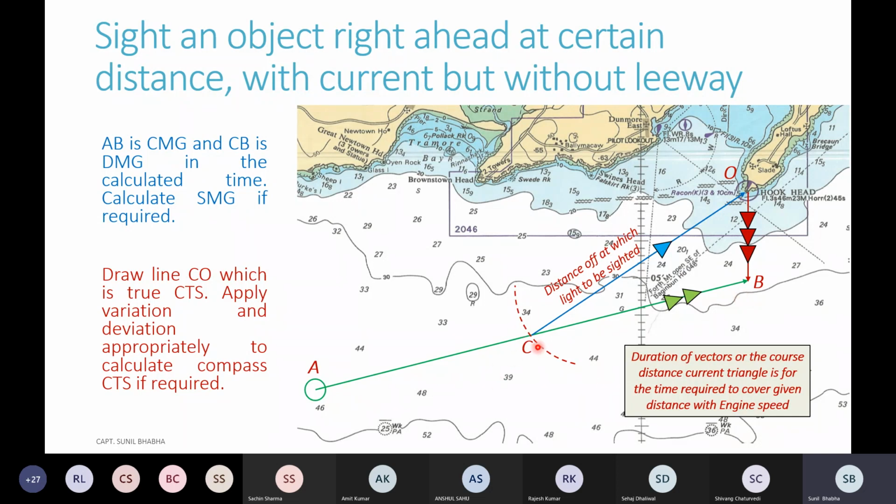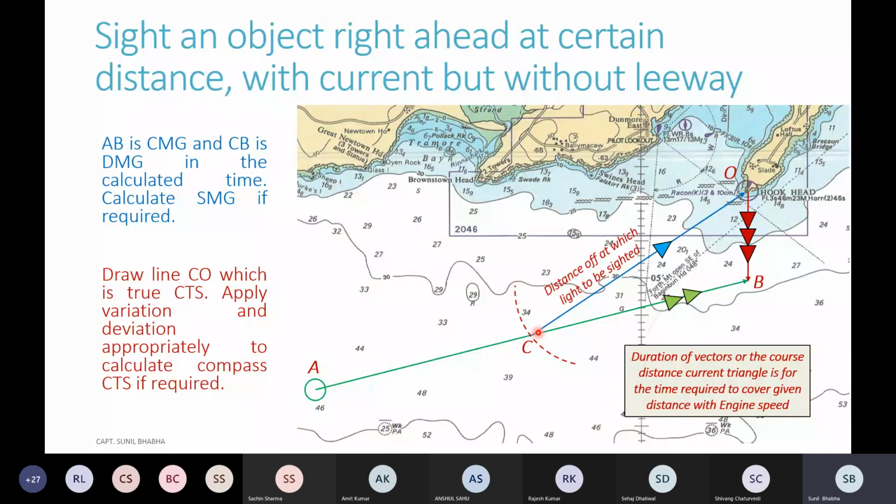And you see at point C, when the ship is at point C, the heading will be in the direction of CTS, course steered, and it is pointing right into the lighthouse. So Hook Head light is going to be right ahead when the ship is at C point, the Charlie point. However, the track on which the ship is actually moving is the green color track, that is the course made good track. So the ship will be proceeding from Alpha to Charlie and then Charlie to Bravo over the ground. But at point Charlie, the Hook Head lighthouse will be right ahead.